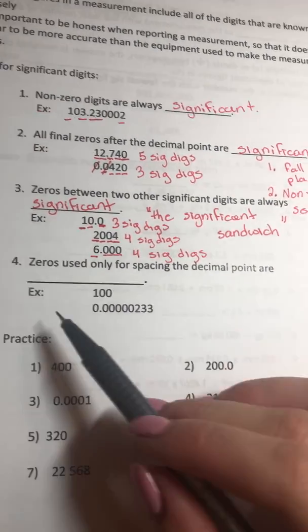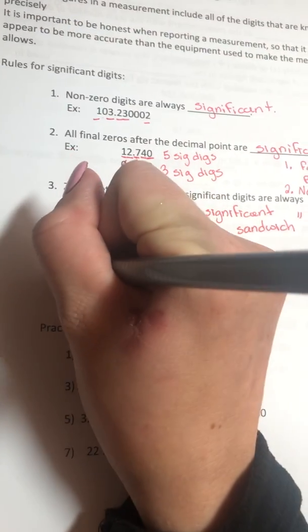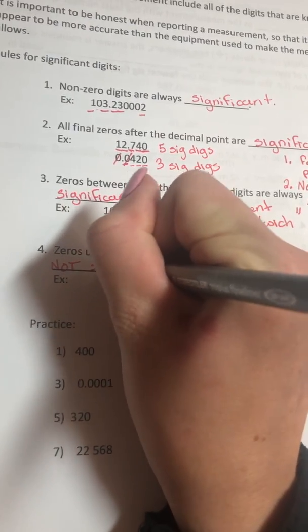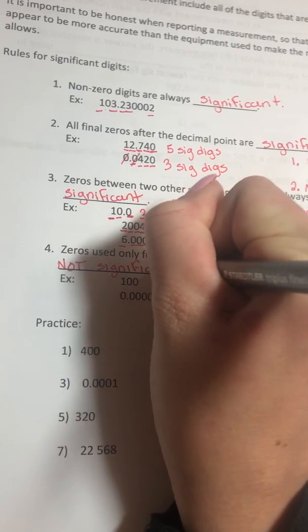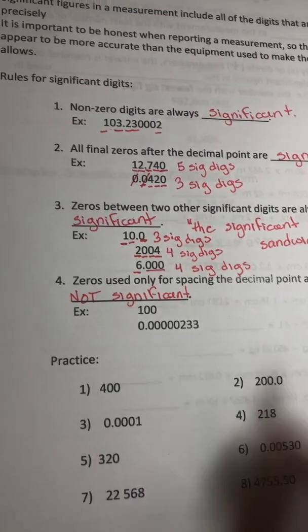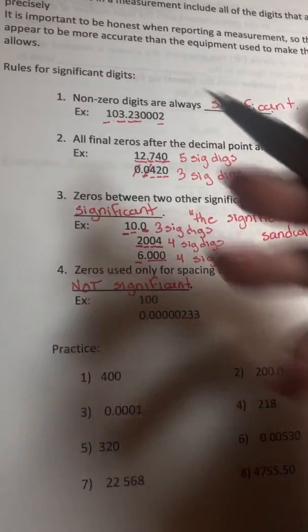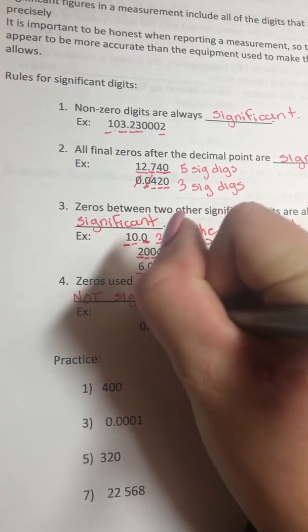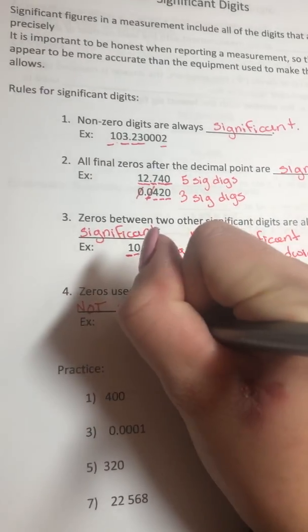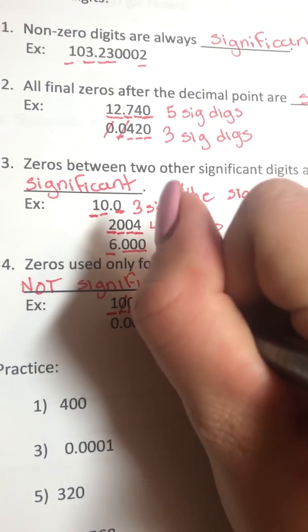Then the fourth rule: zeros used only for space in the decimal point are not, and the keyword here is not, significant. If I have a number without a decimal point at the end, the zeros that fall after it here are not significant. My only significant digit here is the 1. So this has 1 sig dig.